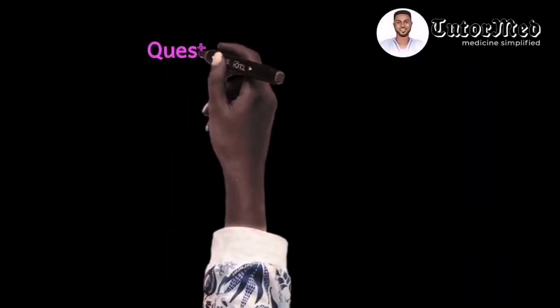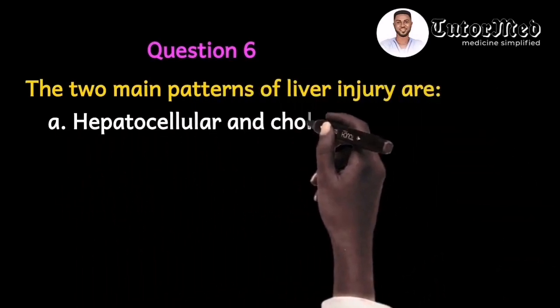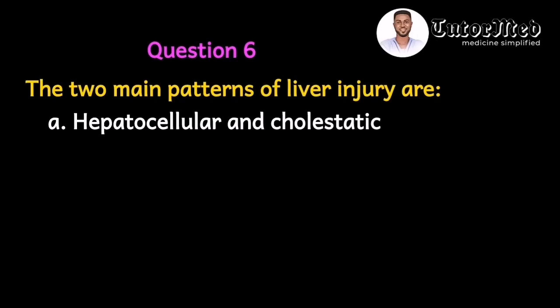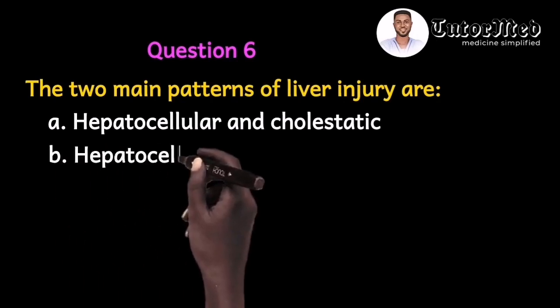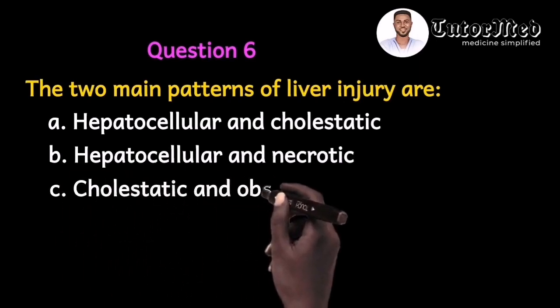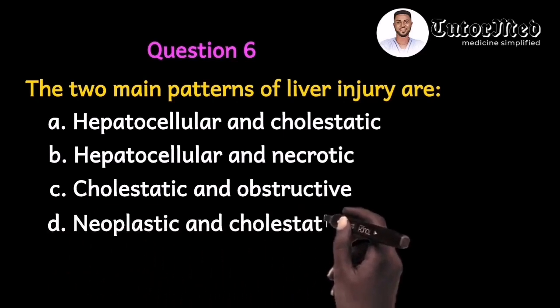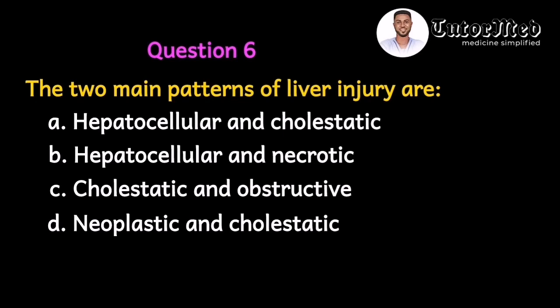Question 6 and the last question. The two main patterns of liver injury are A. Hepatocellular and cholestatic. B. Hepatocellular and necrotic. C. Cholestatic and obstructive. D. Neoplastic and cholestatic. I'm sure by now everyone is thinking, obviously the answer is A and there is no need for an explanation. Very good.